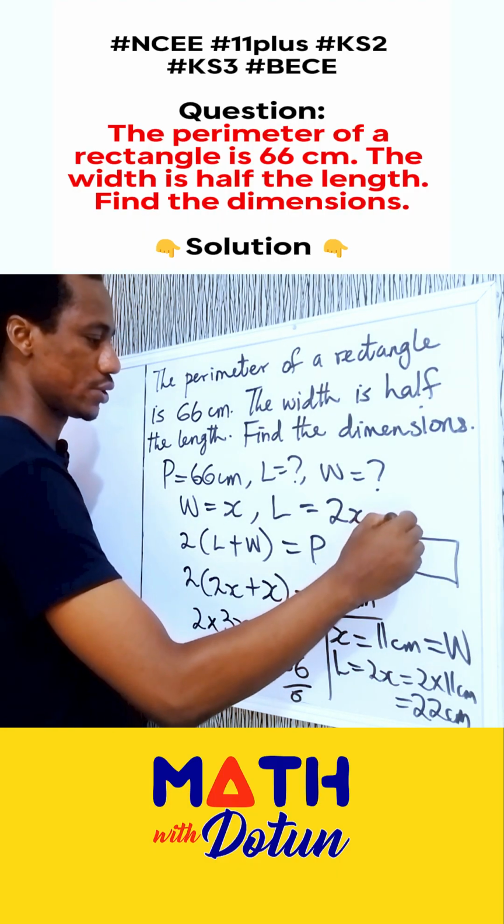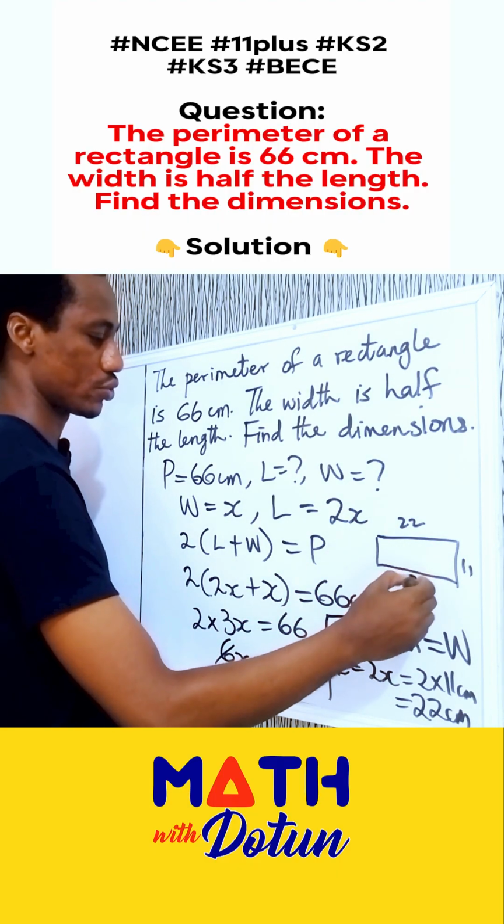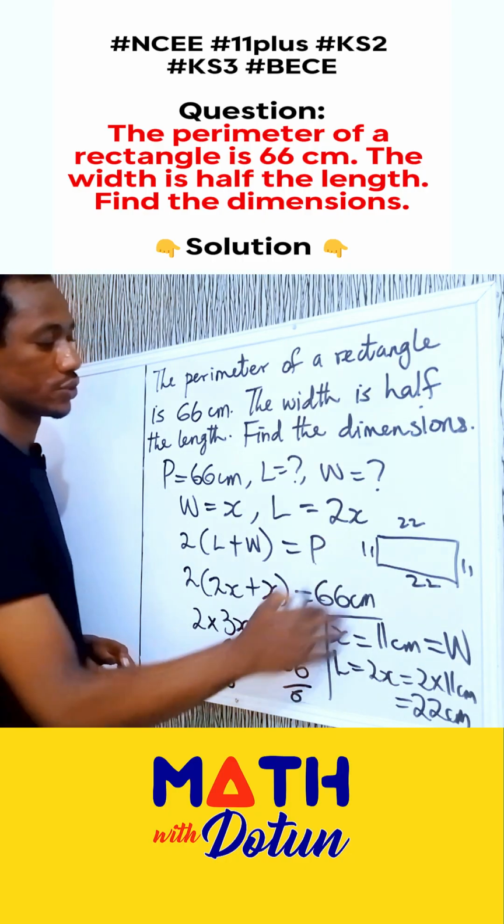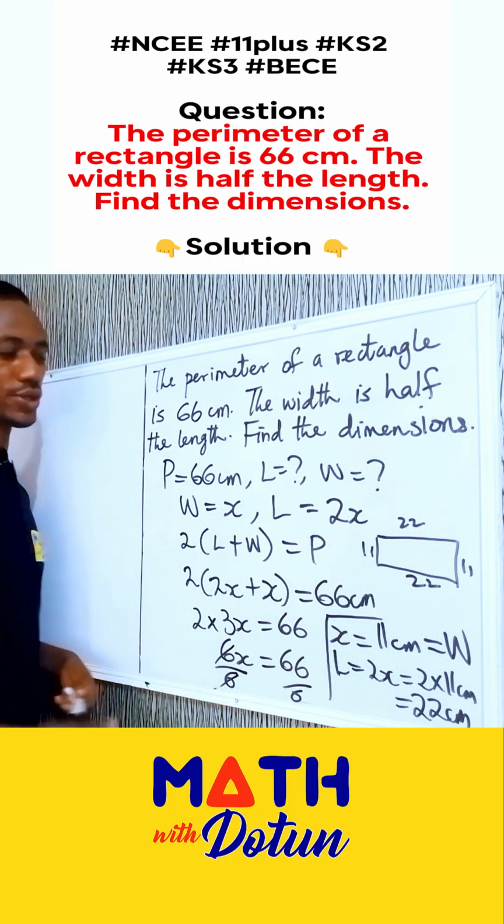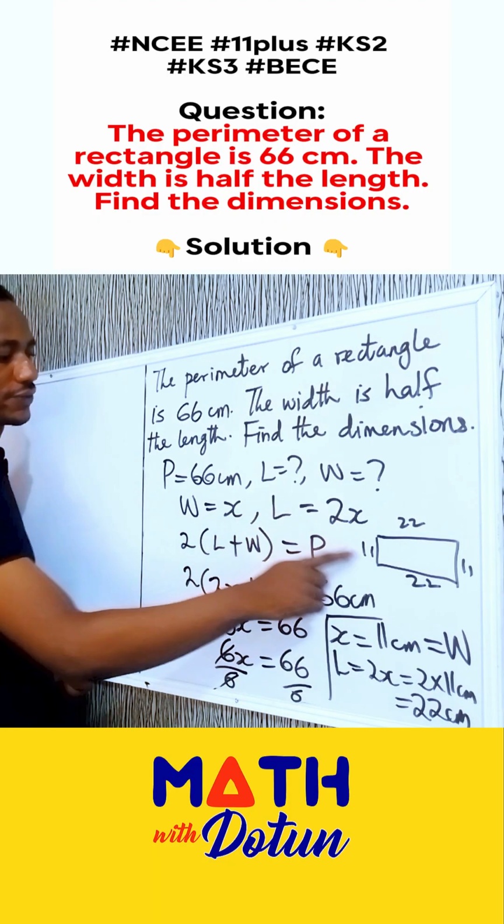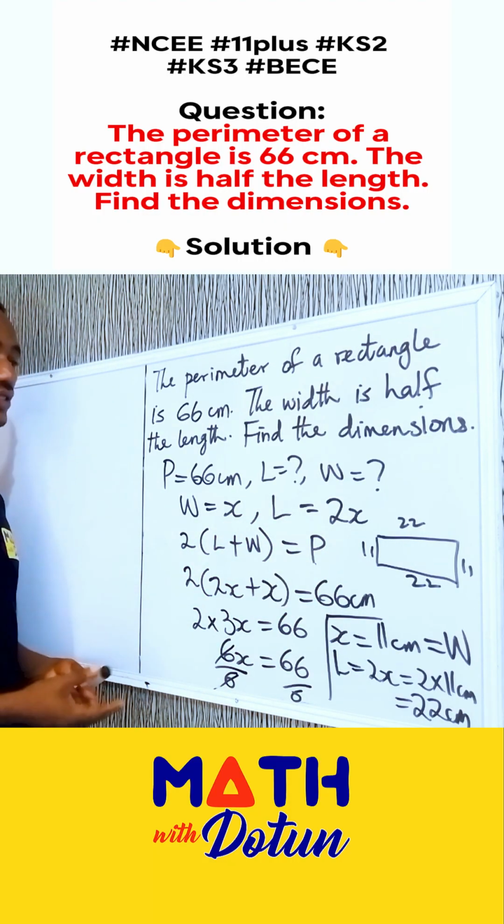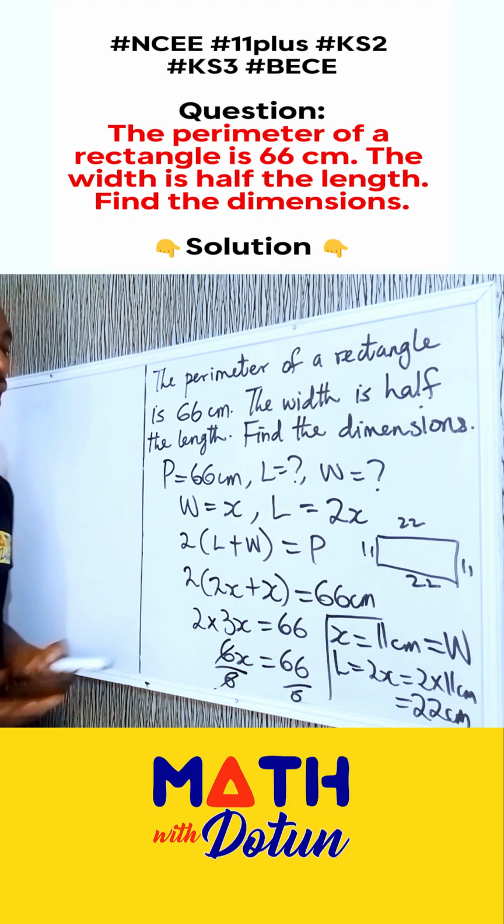So if this is 22, 11, this will also be 22, 11. So 22 plus 11 is 33. 33 plus 22 is 55. 55 plus 11 is 66. Checked. That means we're correct.